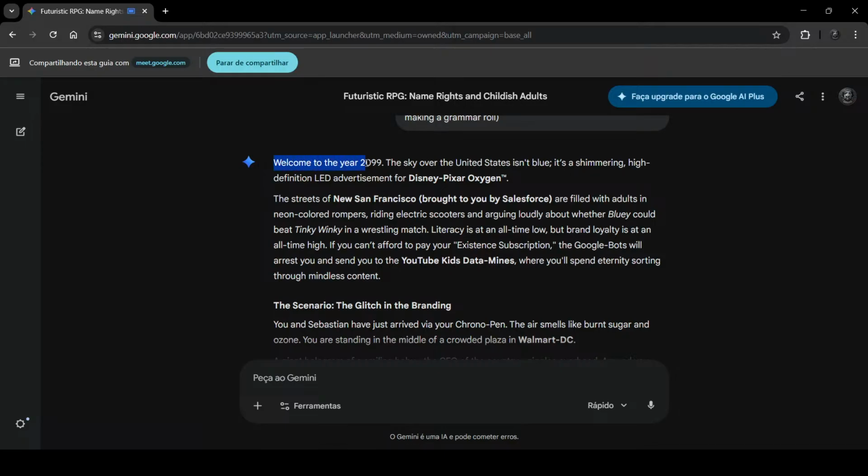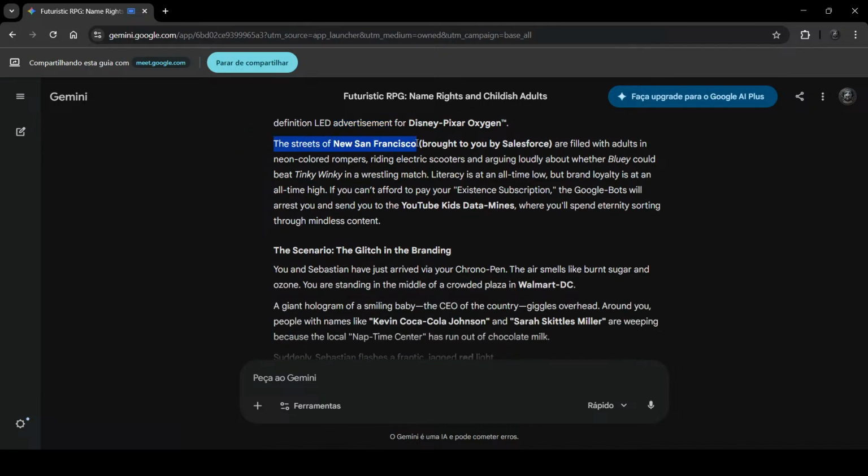So, welcome to the year 2099. The sky over the United States isn't blue. It's a shimmering high-definition LED advertisement for Disney Pixar Oxygen. The streets of New San Francisco, brought to you by Salesforce, are filled with adults in neon-colored rompers, riding electric scooters and arguing.